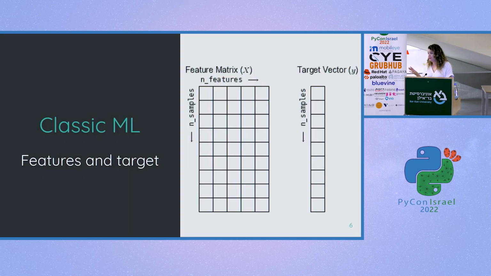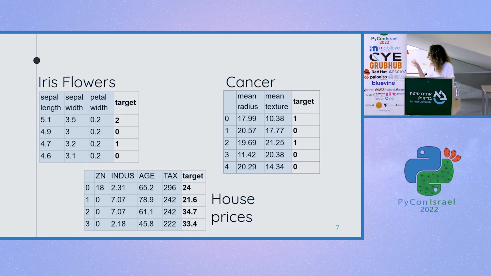So let's talk about classical ML. We have features and we have the target. We have some kind of table where each row is a sample and each column is a feature. And we have a label, a target. Let's see an example. This is a small sample from the Iris flowers dataset. Our features can be all kinds of measurements of the leaves and petals of the flowers, and the target can be which kind of flower it is.